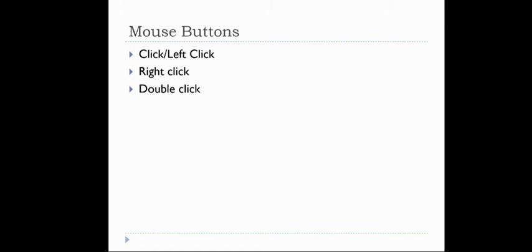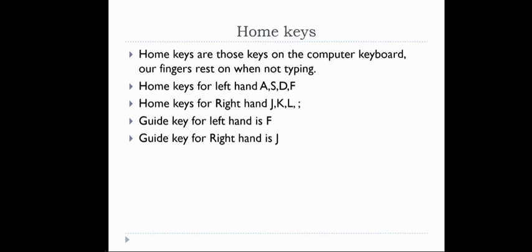What are the functions or operations we can perform with the mouse? That is your click or left click. Second is your right click, which you do to check the shortcut options available with the selected object, and next is your double click. This is the quickest way to open any file or folder or application at any time.